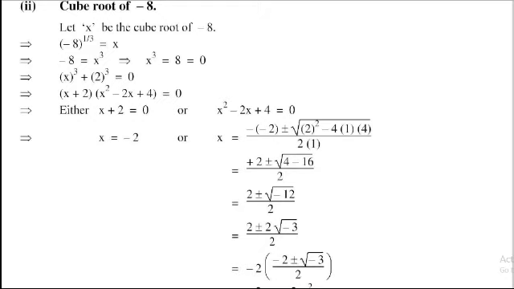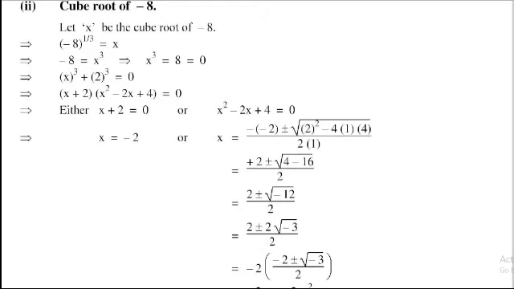Hello everyone, welcome to Mathematics Basic to Advanced level. In this lecture, I will discuss chapter number 4, exercise number 4.4, question number 1. Find the cube roots of unity. Part number 2, that is the cube root of minus 8.